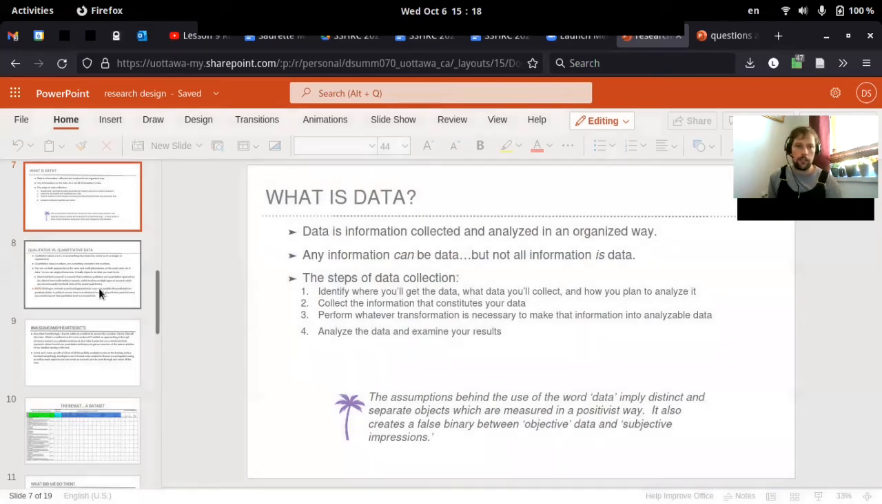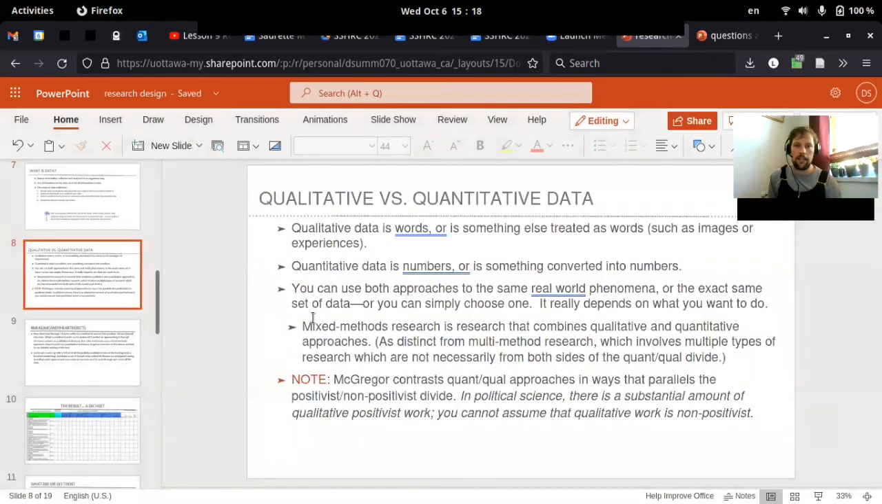All right, next slide here. Qualitative and quantitative data. We've talked about this to some degree, but yeah, qualitative data is words or something that can be treated as words. Images, you can say it's red. You can give a color value to things. That's qualitative data. And quantitative data is numbers.